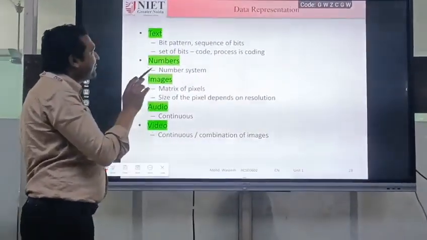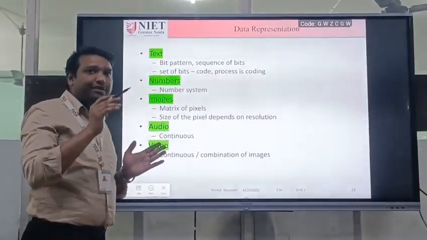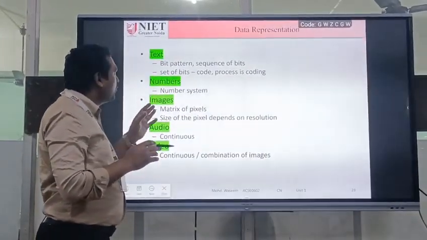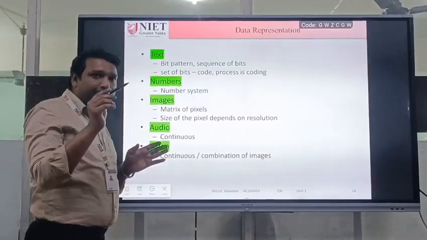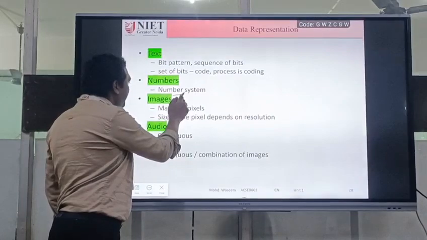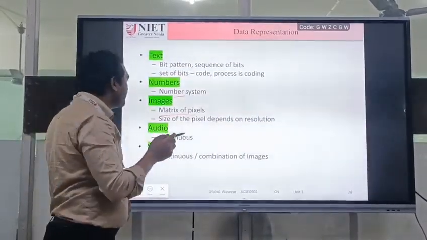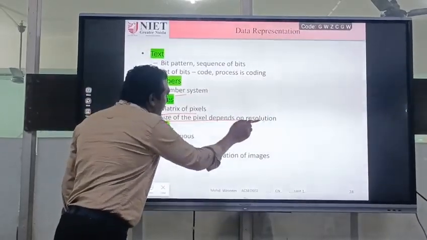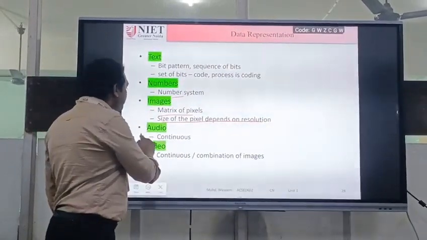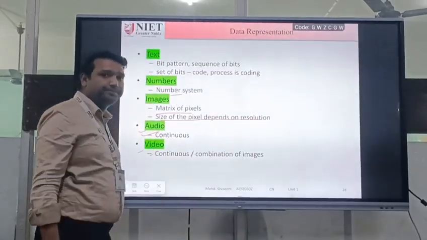So now we have data representation. First, text: bit pattern, a sequence of bits. What is it? For example, if we transmit data, it is basically in the form of a bit pattern like 0, 1, 1, 1, 1, 0. That is called a bit pattern, a sequence of bits basically. A set of bits is a code, and the process is coding. Numbers: we have a number system. Images: a matrix of pixels. From a combination of pixels we can create the image, and the size of the pixel depends upon the resolution. How clear the picture is depends upon the resolution. Audio is basically a continuous signal, and video is a continuous combination of images.